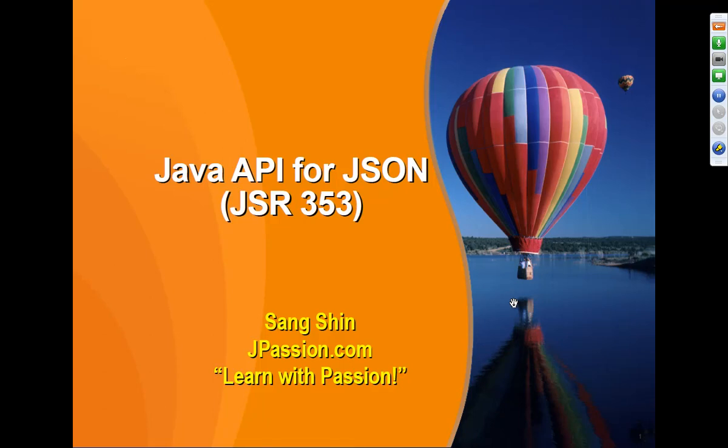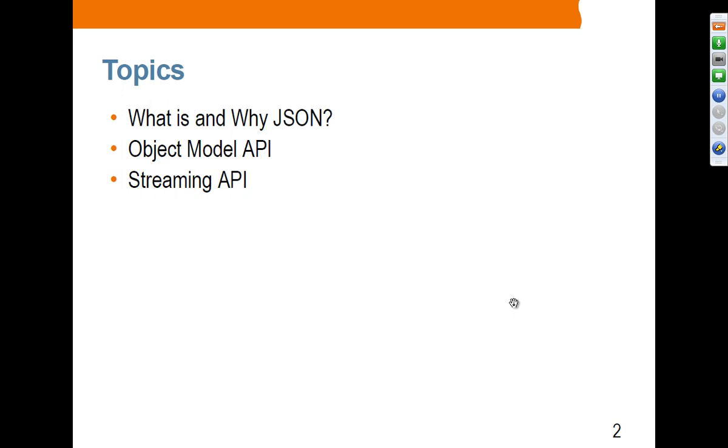Java API for JSON. Before this standard was introduced, there were several JSON packages out there, but those were not standardized. Now Java API for JSON is standardized, and this is something the app server has to support. All right, so what is JSON and why JSON? I assume everyone is aware of what JSON is all about, but I have a one-page introduction for those folks who are not really familiar with it.